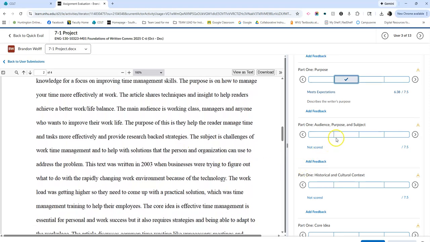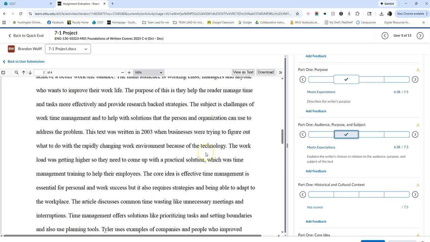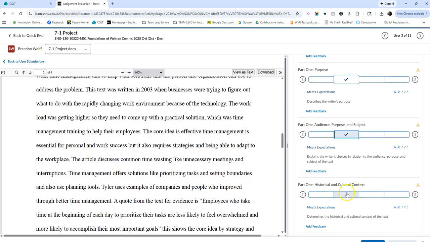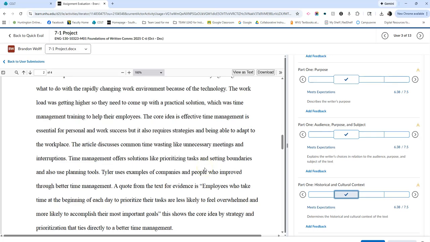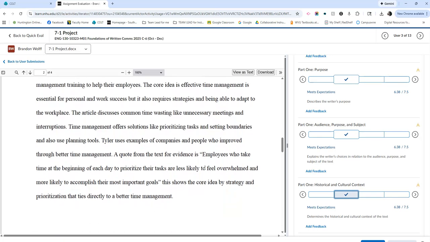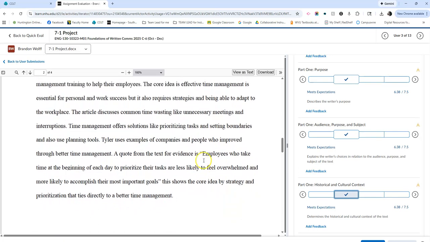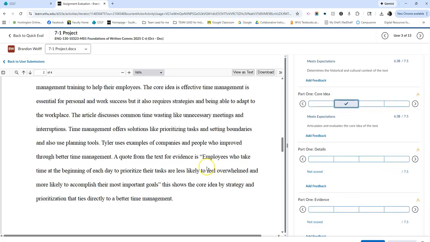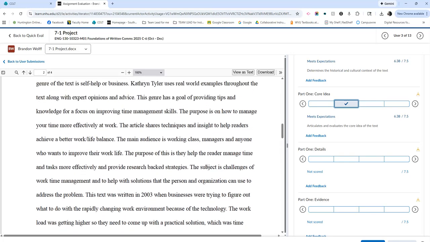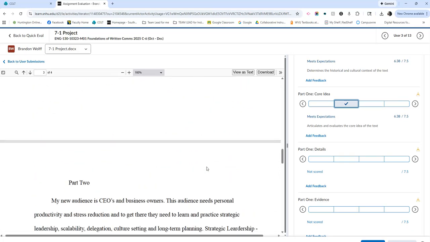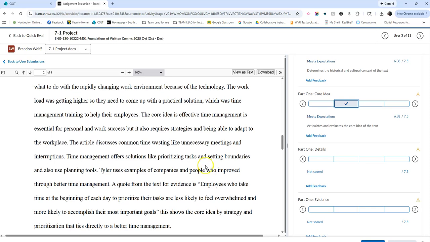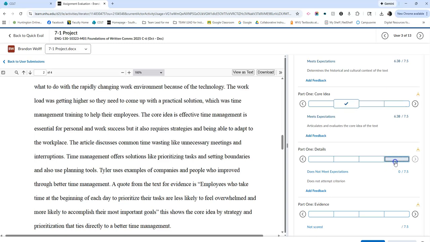Purpose, you note the audience. You talk a little bit about the historical, and you note the core idea. Now that's all in the introduction, so let's see what you did with the body paragraphs. Oh my, you didn't even have body paragraphs. You just answered these things. So you have no details.